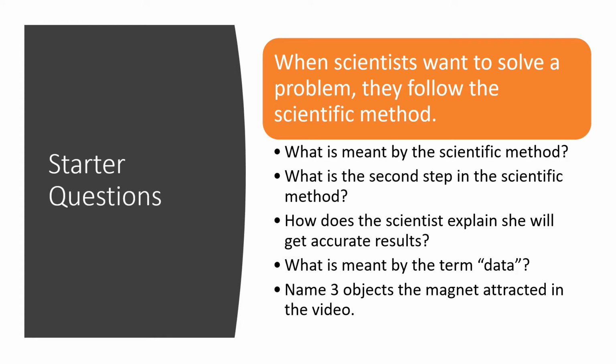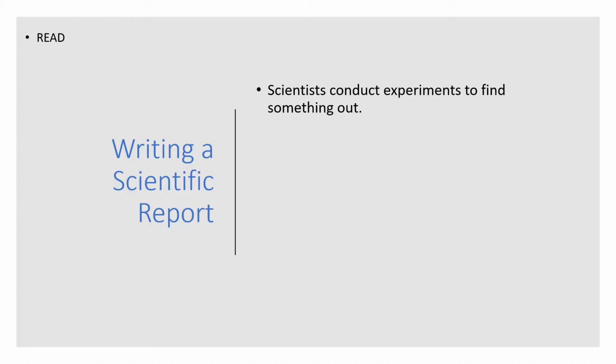So when scientists want to solve a problem, they follow the scientific method. And if you watch the little video clip, it gives you a brief introduction as to what the scientific method is. And I would like you to answer the following questions. What is meant by the scientific method? What is the second step in the scientific method? How does the scientist explain she will get accurate results? What is meant by the term data? And then name 3 objects that the magnet is attracted to in the video. Okay, good luck.